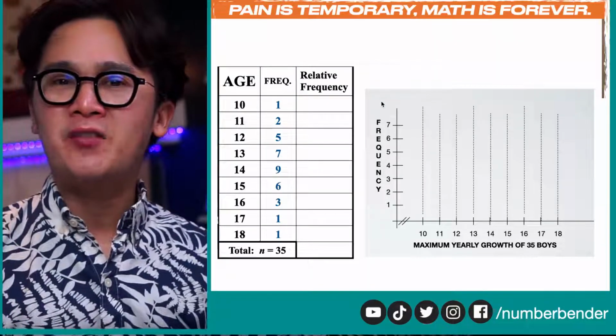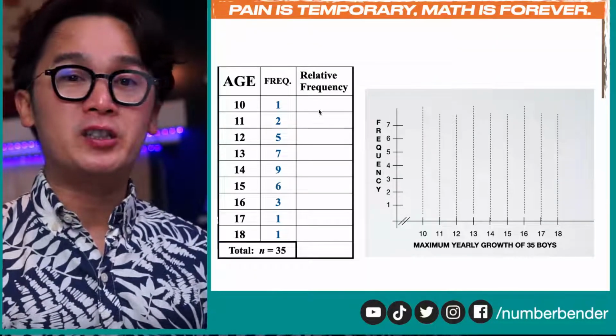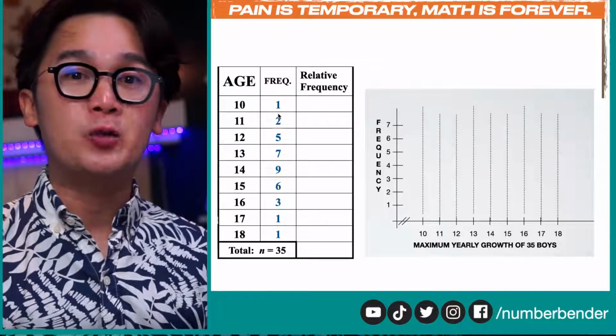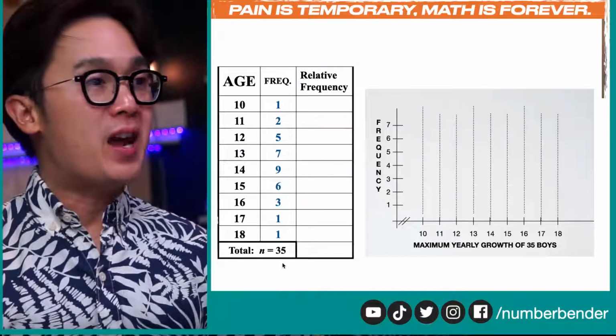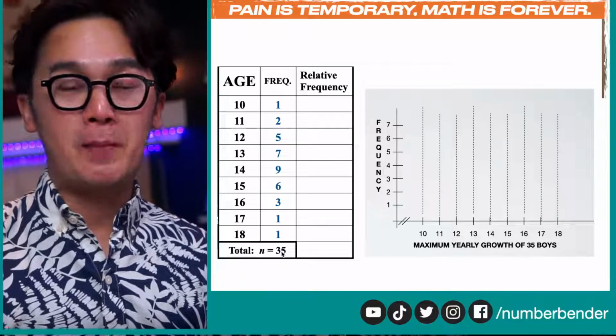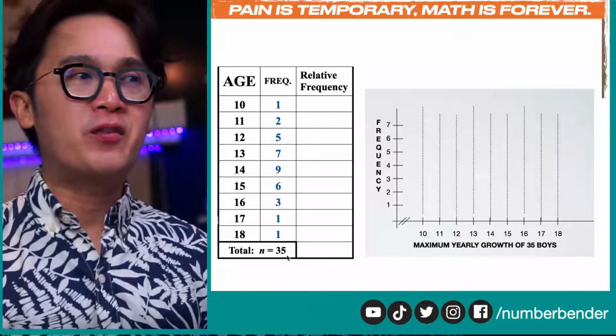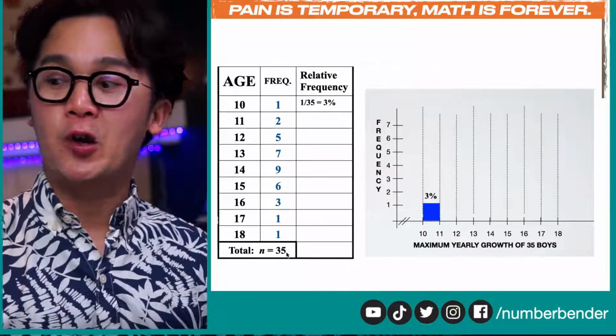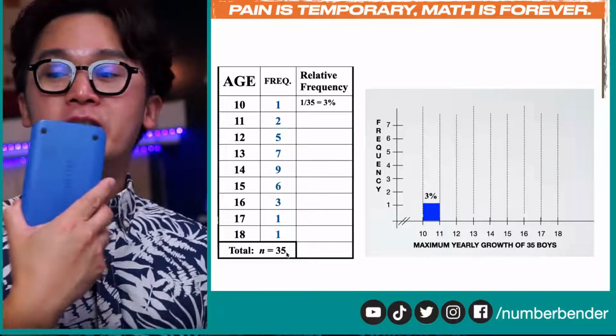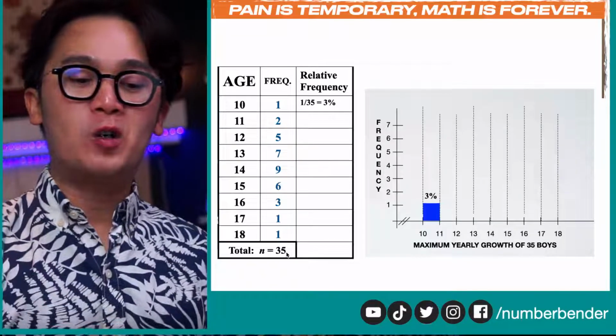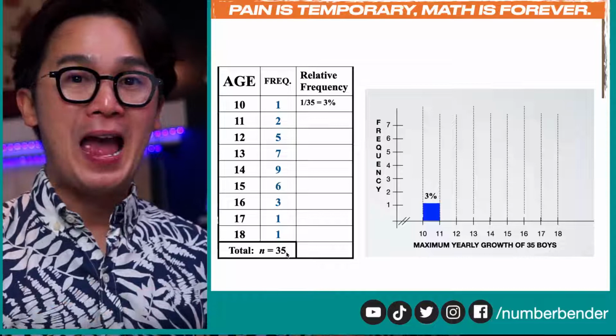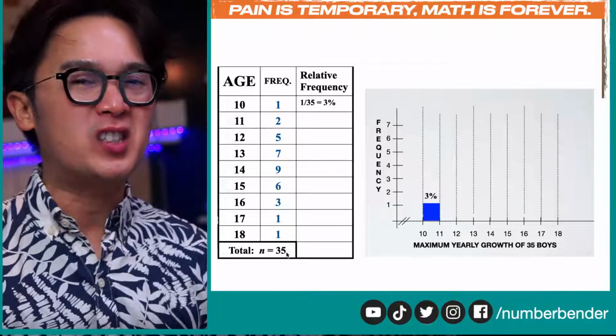And what is relative frequency? It's basically just converting our frequency into its percentages by the total, which is 35 boys. So 1 out of 35 is 3%. So you're going to be using your calculator to compute for those percentages accurately and more efficiently.